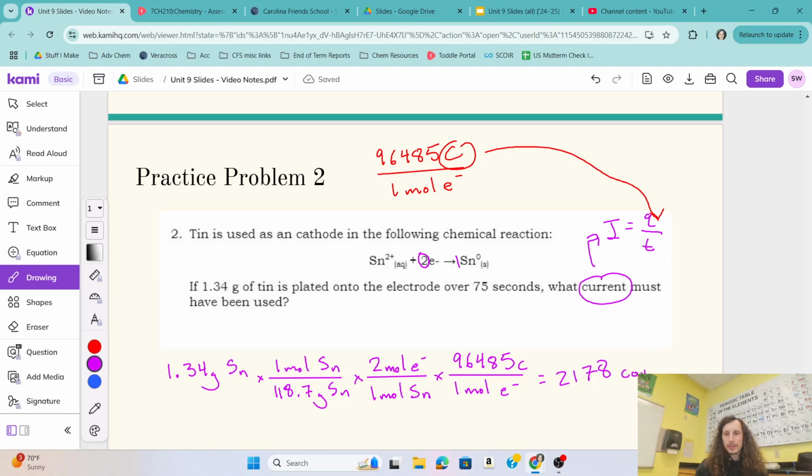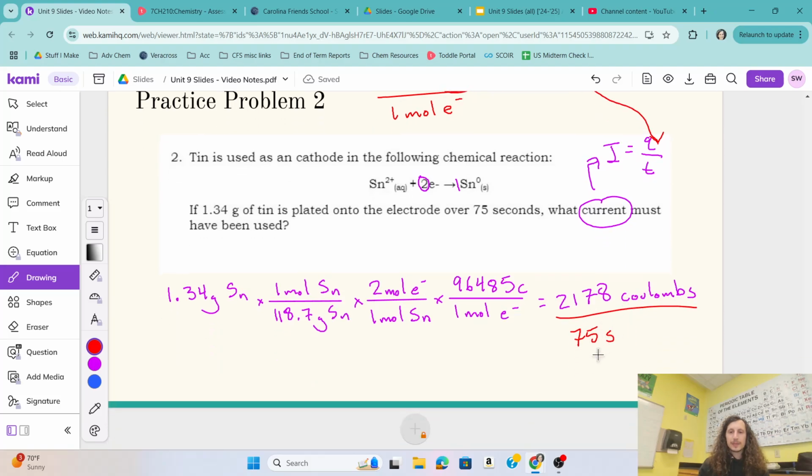So total, I'm not going to round this really, 2,178 coulombs applied. Okay, now I want to think about my current calculation. I've got that divided by the 75 seconds to give me the actual value of I. So that number, 2178 over 75, our current is 29 amps, or 29 coulombs per second.